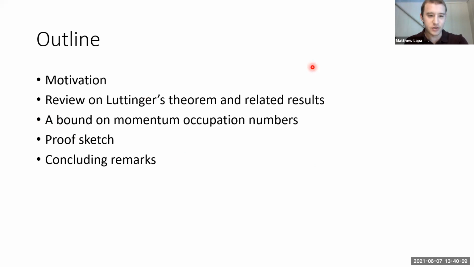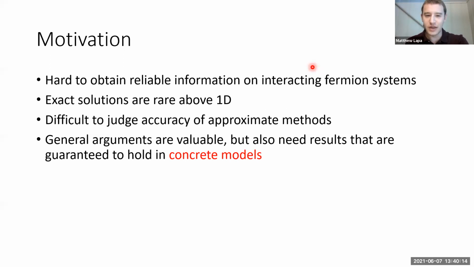So the motivation for this: everyone knows it's hard to obtain reliable information on interacting fermion systems. Here I mean systems where you take a free fermion system with a Fermi surface and then you add interactions on top of that. You want to know what happens. Exact solutions are rare above one dimension. It's difficult to judge the accuracy of approximate methods, and you can sometimes tell that by how people talk in private about their colleagues' approximate methods. So there's no general consensus about what approximate methods are reliable.